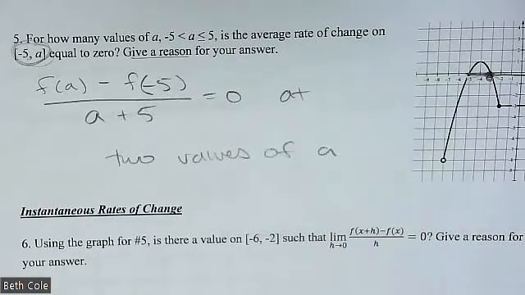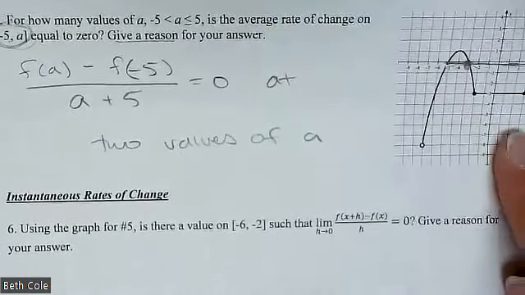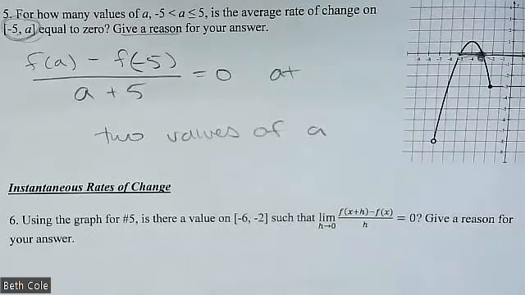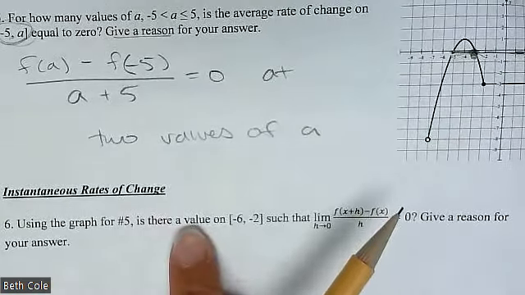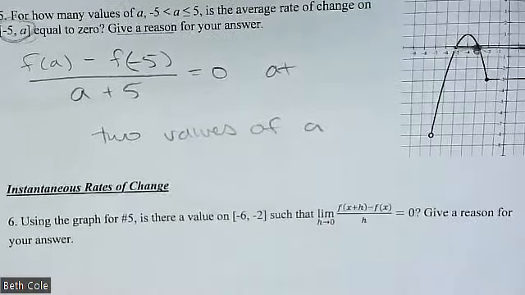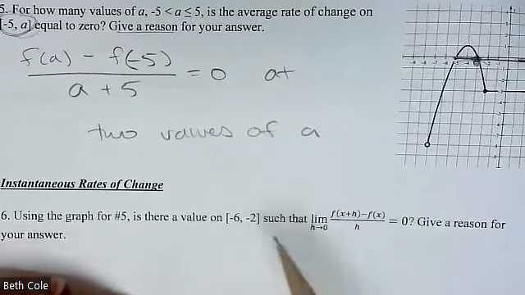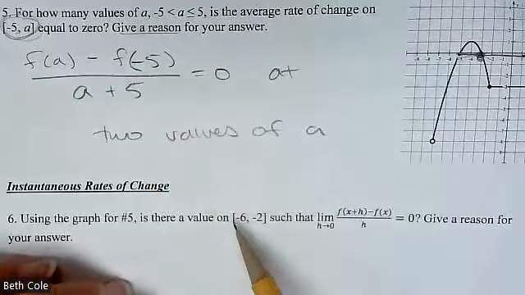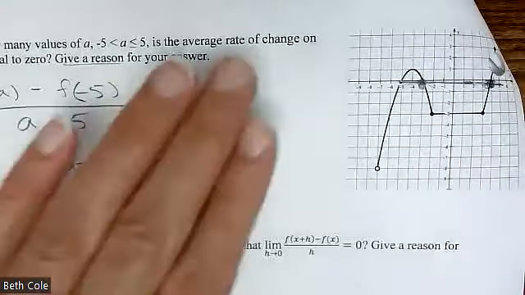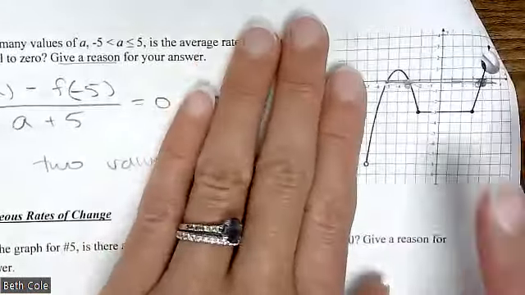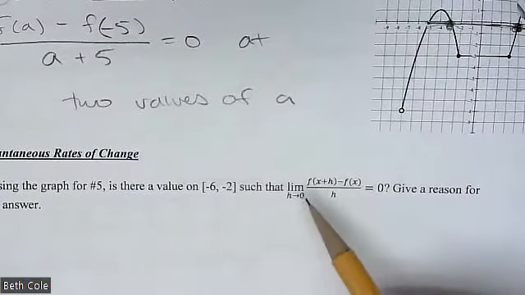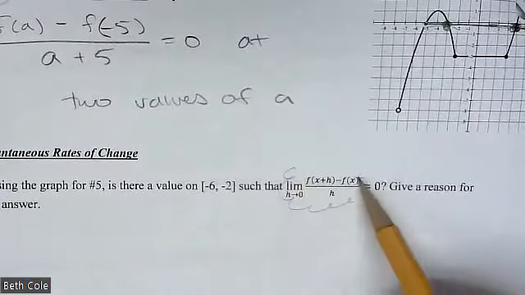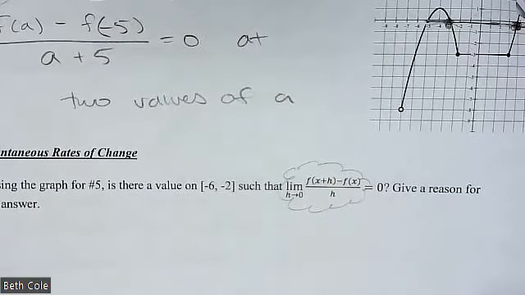All right, number 6, using that same graph. I'm reusing that so I didn't have to put another graph on here. Using that same graph, this is a yes or no kind of question. Is there a value of a, from -6 to -2? So we're just looking at this part of it where this equals 0. Well, you have to know what this means. So what does that mean?